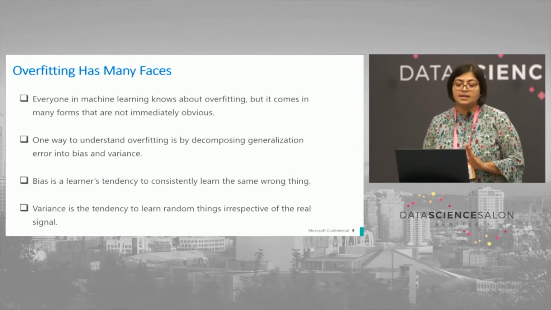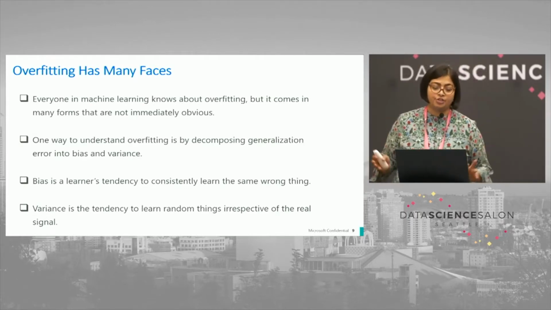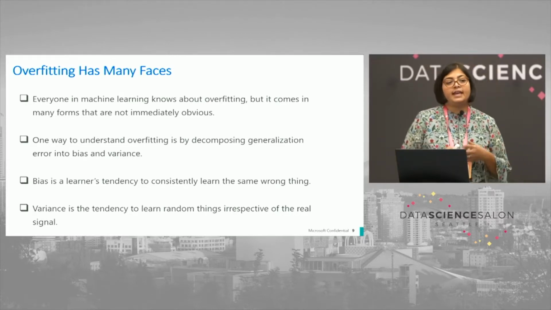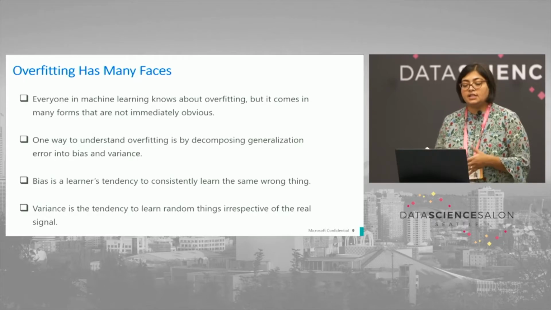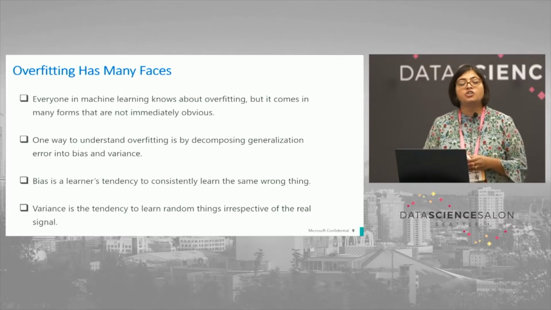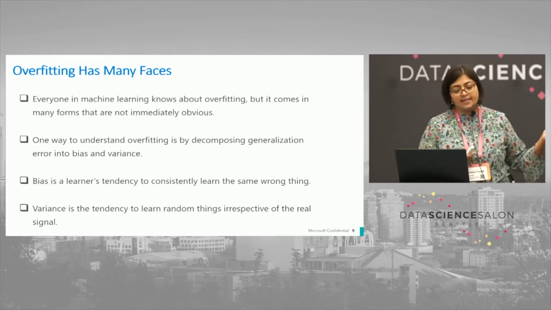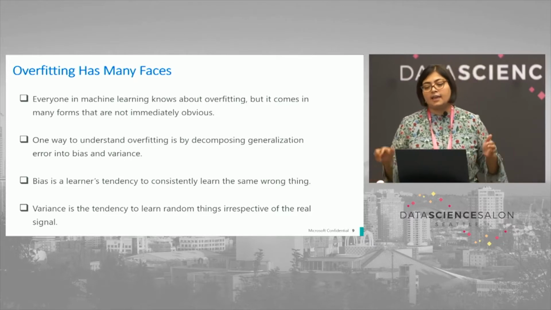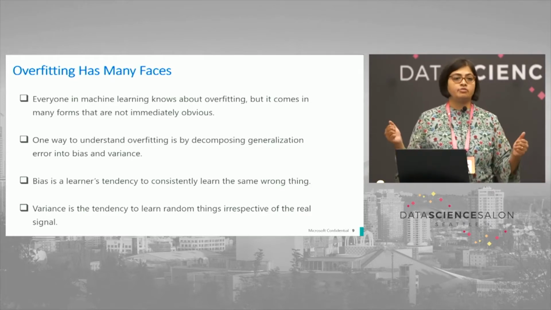Overfitting has many faces. Everyone in machine learning knows a lot about overfitting and how we should overcome it, but it comes in many forms. We can divide it up broadly into bias and variance. Bias is a learner's tendency to consistently learn the same wrong thing. You're not actually taking the signal into account; you are going on some wrong assumptions. Variance is the tendency to learn random things irrespective of the real signal. For example, let's say you are trying to develop an algorithm for your hospital inventory.